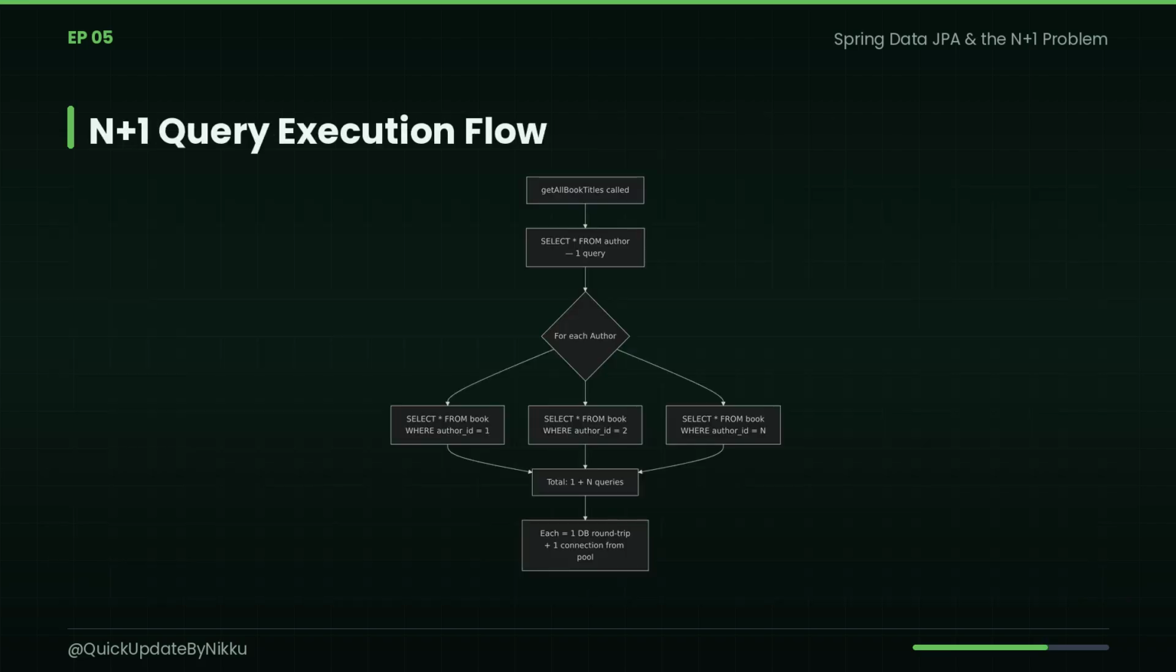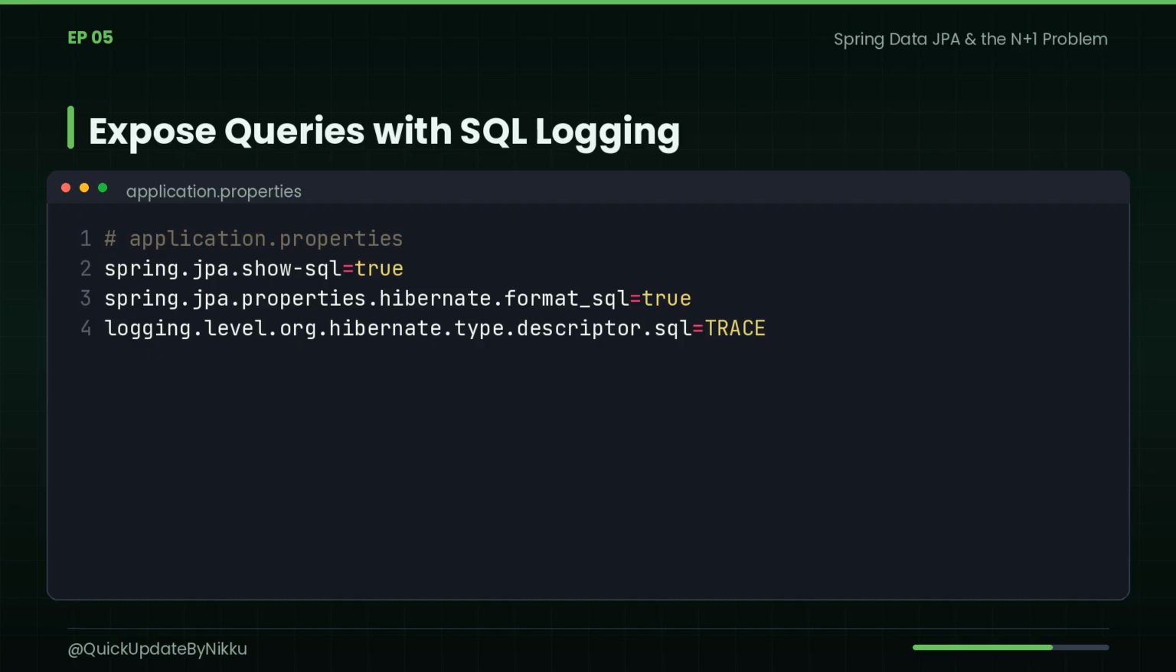The pattern is straightforward once you see it drawn out. One query loads all authors, then the loop triggers one additional query for every single author in that result set. For 5 authors, that is 6 queries. For 10,000 authors, it is 10,001, each one a round trip that acquires a database connection, competes with other threads, and adds latency. Before you can fix a problem, you have to see it.